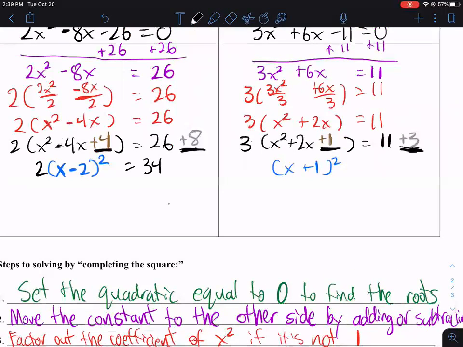Okay, so same thing on this other side. We keep this 3 in front of the parentheses. And then on the other side, we'll just combine up. 11 plus 3 would be 14.